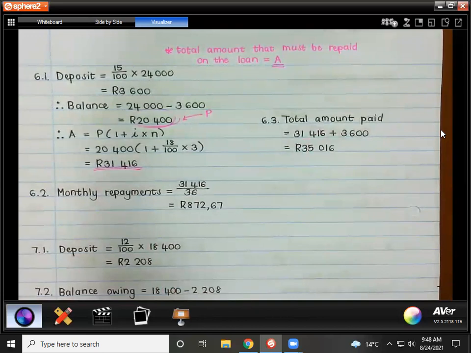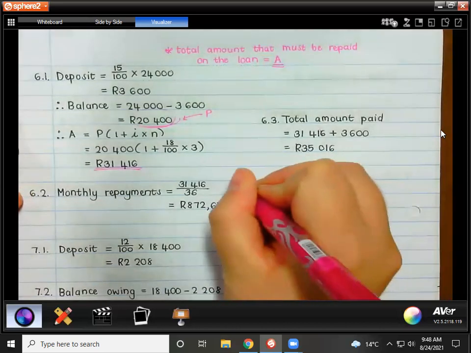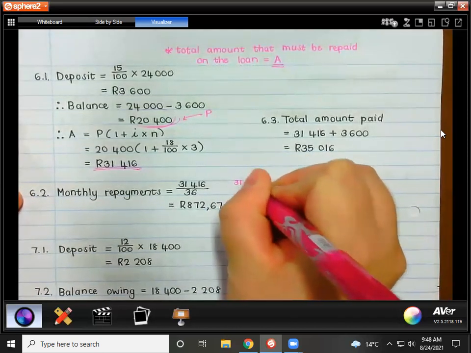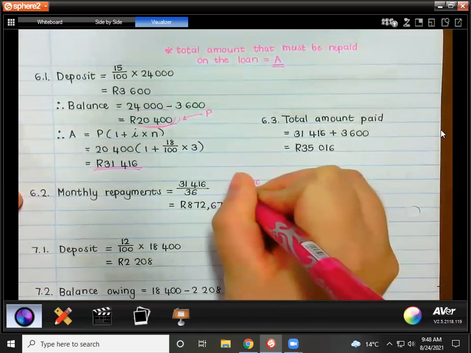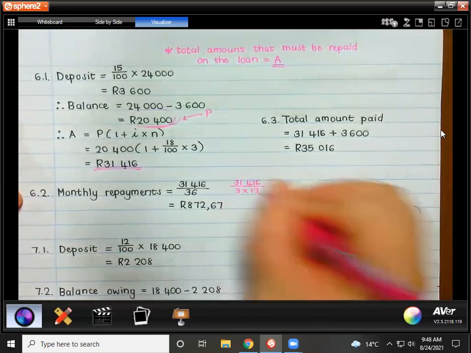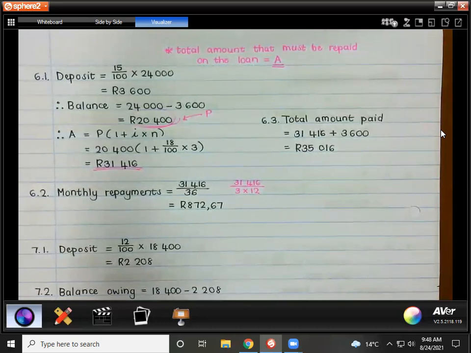Okay. All right, 6.2 there, your monthly repayments, that's always A divided by the number of months. Now if it's 3 years, we all know that that is 36 months. Okay, and guys, if you don't know that off by heart, you can also just say 31416 divided by 3 times 12. 3 years times 12 months a year. Type that into the calculator, you'll get the right answer. Okay, you don't have to write 36 there. You can write 3 times 12.